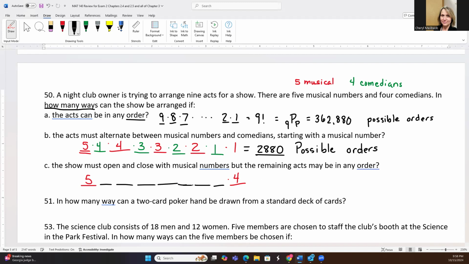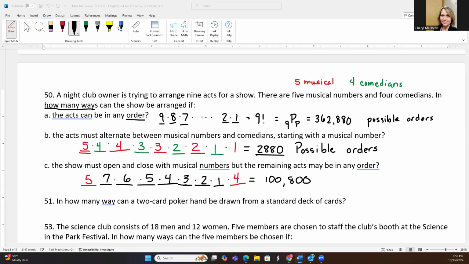Now there are 7 positions left. So this is just going to be 7 times 6 times 5. We can combine them because it doesn't matter what they are. So if we take 5 times 7 times 6 times 5 times 4 times 3 times 2 times 1 times 4, we're going to get our solution to part C. When we multiply this out, we get 100,800.